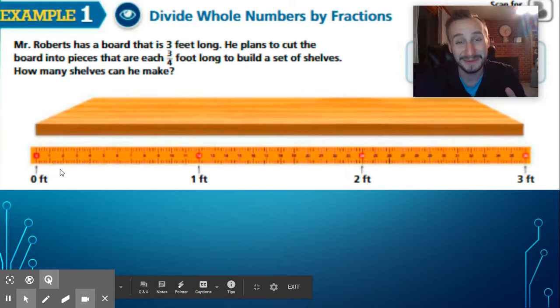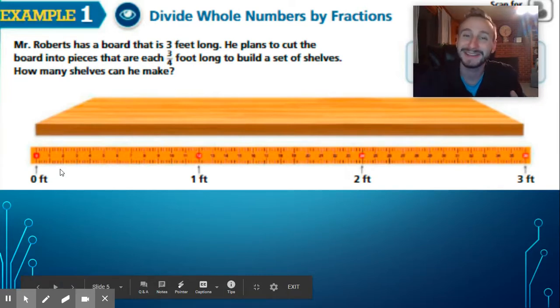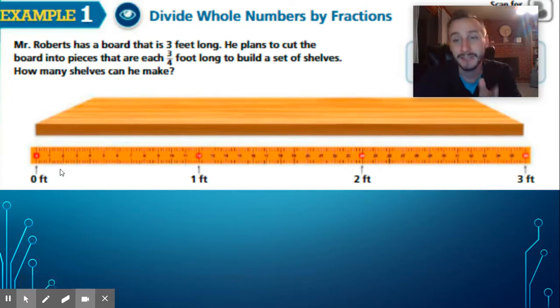So I know that video was pretty corny, but I do like it because it gets you in the habit of thinking of keep, change, flip, and it's going to stick in your head for a while because I'll bring it back up throughout the year. But also it brings up how division is really all about trying to figure out how many groups of something you're looking for. Okay, so let's look at this first example and we'll apply keep, change, flip.